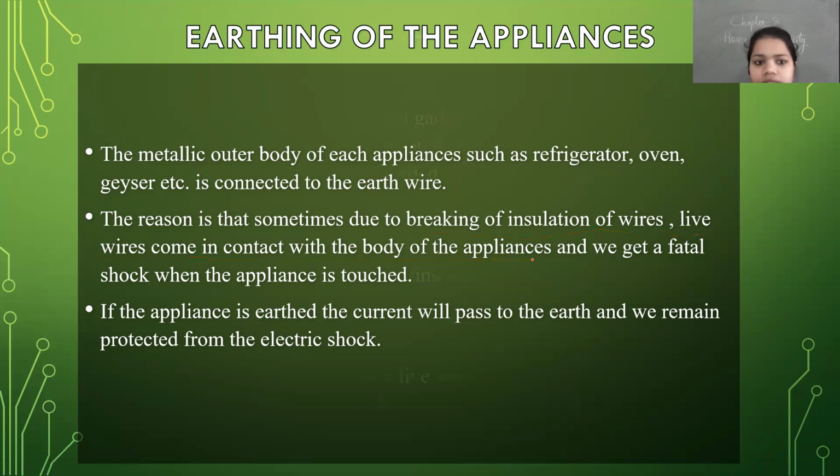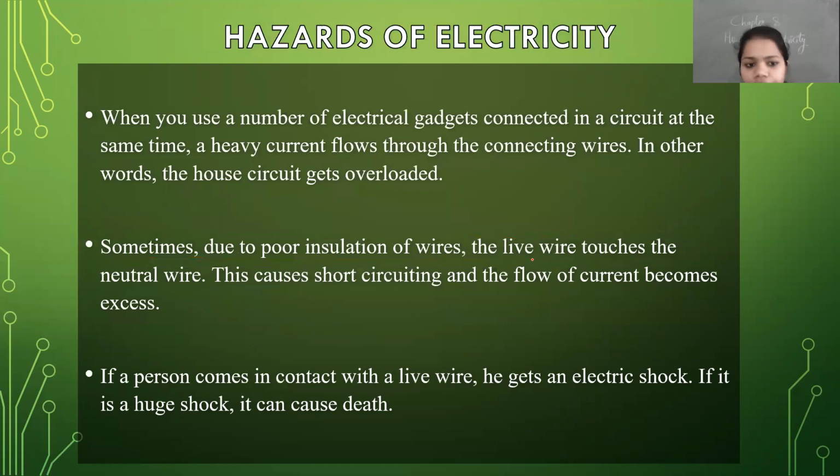Okay. Next, we have hazards of electricity. Already you know what all dangers are there of electricity. Some of them are mentioned here. That is, when a large number of gadgets are connected in a circuit, there are chances of overloading. That is, when a large amount of current flows through the wires, the circuit gets overloaded, with excess of current.